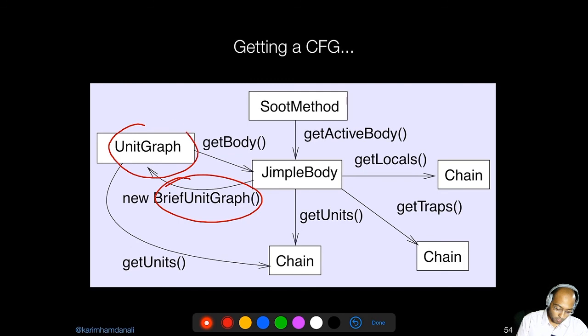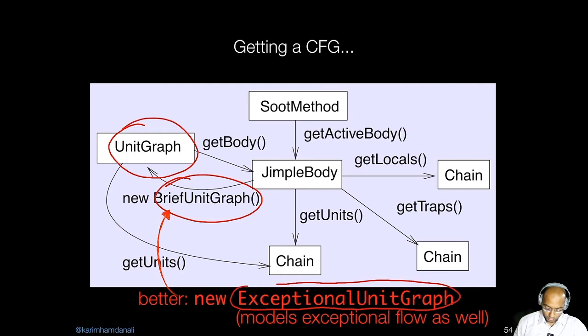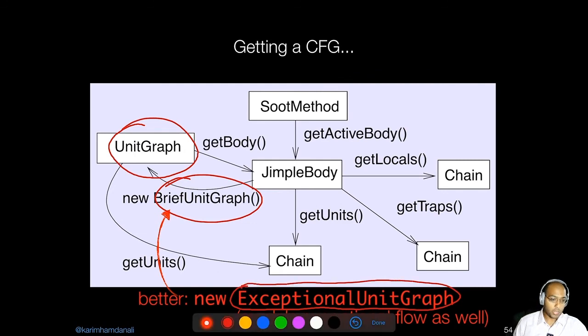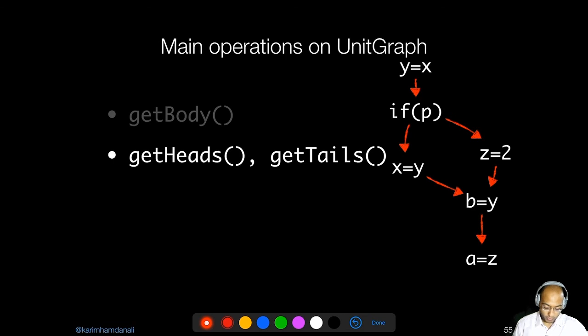And that will return an object of type unit graph, where you can explore the control flow graph of a method, as we have discussed earlier in the class today. There is another type of CFG you can get, which is the exceptional unit graph, which is basically a unit graph with modeling exceptions as well. So you can have modeling for any potential exceptions that could be thrown at runtime in that method. And these are some of the main operations you can get in the unit graph.